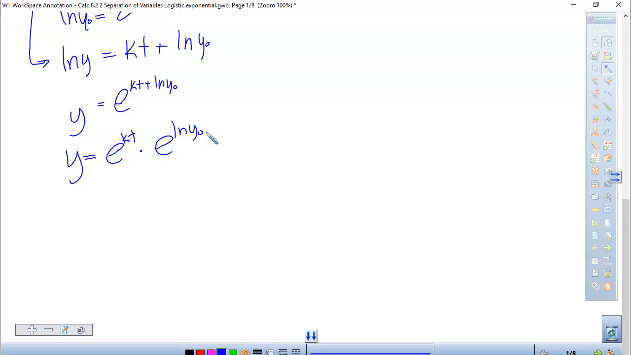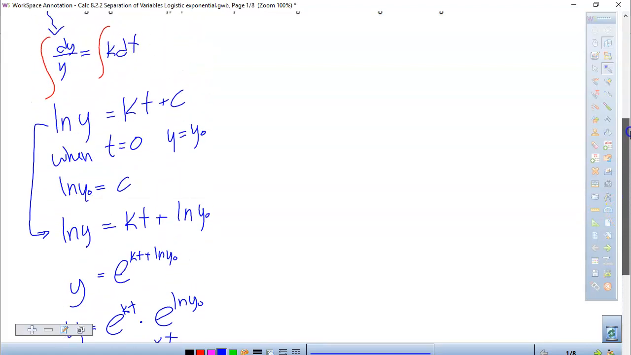Now what is e raised to the natural log of something? Whatever the something is. So y equals y sub 0 e to the kt. That was really good. Okay? And that is the exponential form that we've been using.